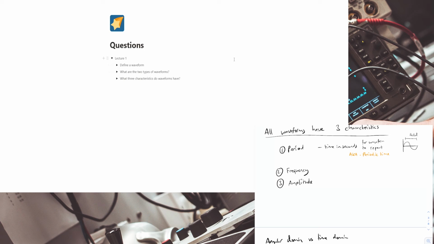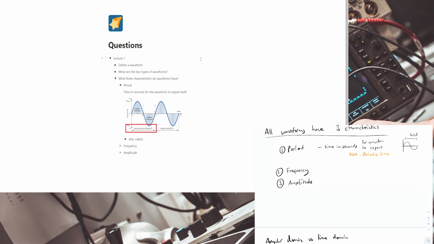Okay, so tell me, what three characteristics do waveforms have? They have period, frequency, and amplitude. Right? Yep. And so what is the period? The period is the time that it takes for the waveform to repeat itself. And it's also called... I don't know, man. What is it called? The periodic something? Periodic time.